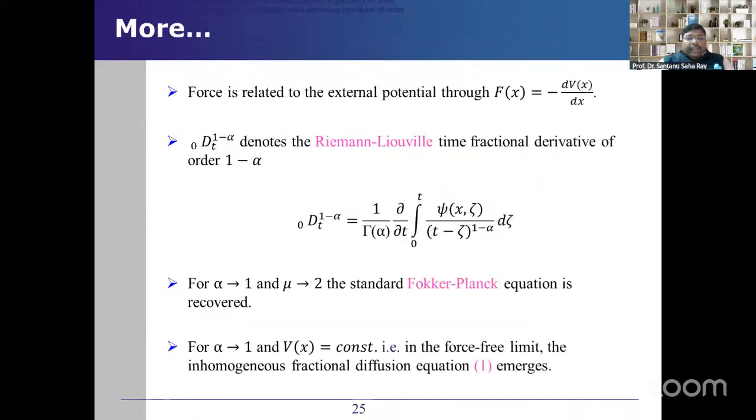When the capital V(x), that is the potential function, is constant, then it becomes a Riesz fractional diffusion equation, and alpha equal to 1. And when alpha equal to 1 and mu equal to 2, it becomes the standard Fokker-Planck equation.